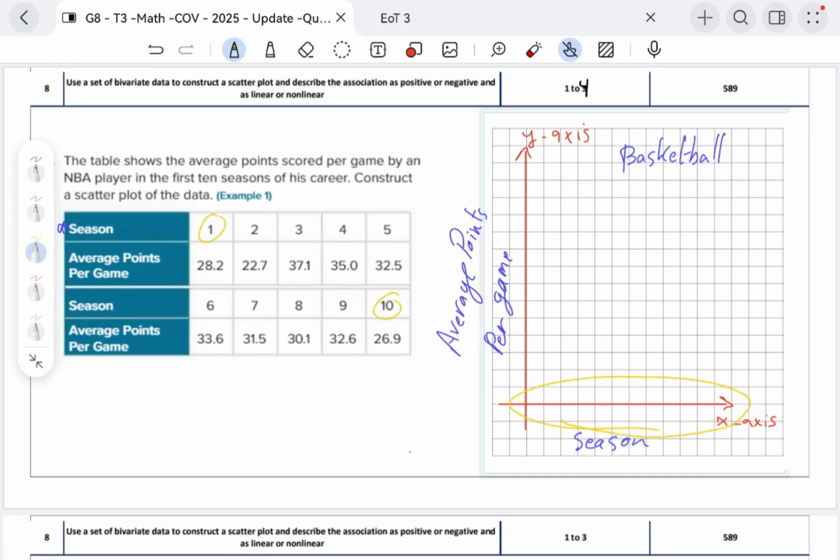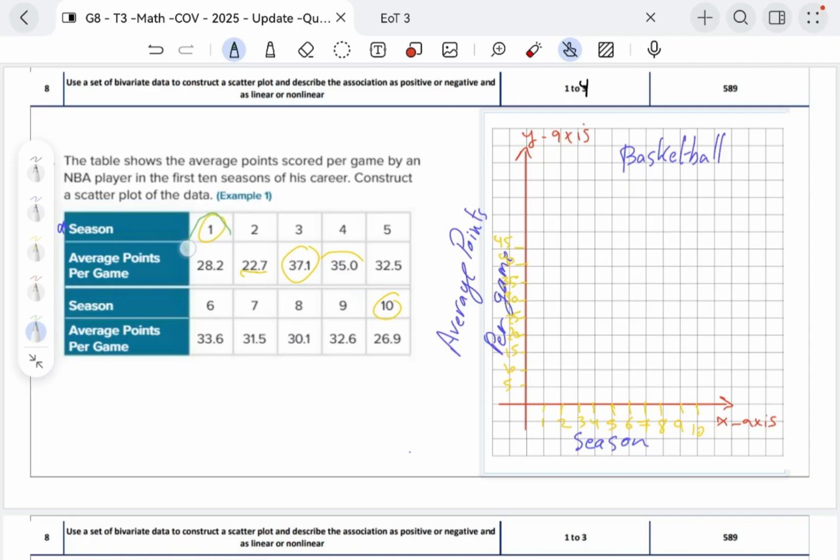Okay, now for the x values, we have the minimum here is 1 and the maximum is 10. So this region, we're gonna divide it from 1 to 10. So we're gonna have 1, 2, 3, 4, 5, 6, 7, 8, 9, and 10. And for the y values, the minimum value we have is 22 and the maximum is 37. So this region should fit the maximum, which is 37. So what I'm going to do, I will skip count by 5: 5, 10, 15, 20, 25, 30, 35, 40, and 45. That's it. Now we're gonna start locating the points.